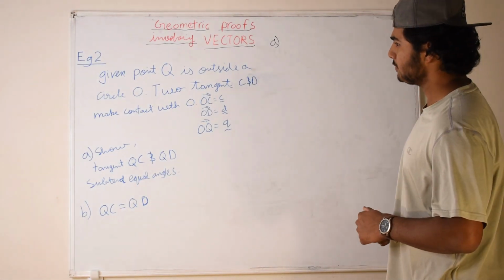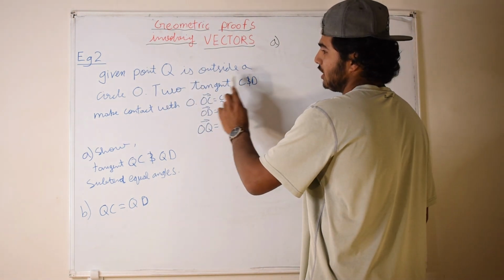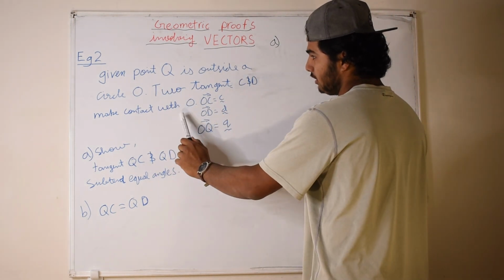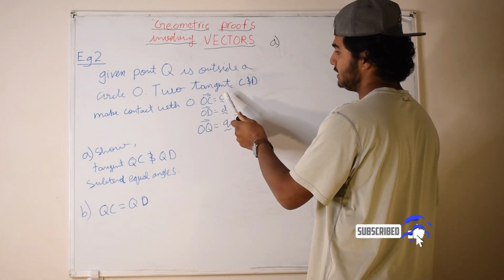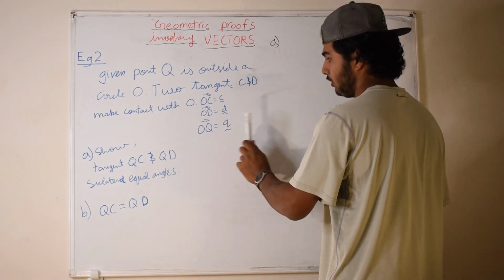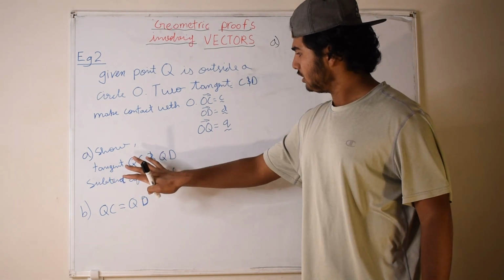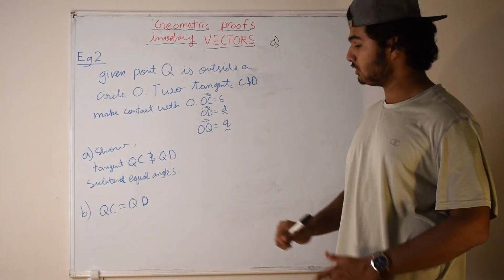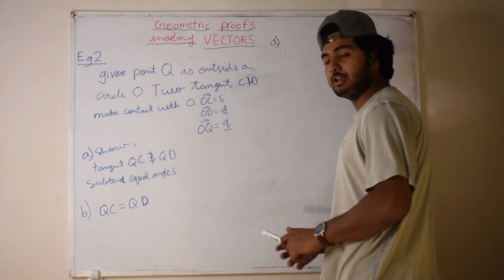Looking at this next example, it says, given point Q is outside a circle O, two tangents C and D make contact with the circle O. And it says vector OC is lowercase c, vector OD is lowercase d, and vector OQ is lowercase q. Question A. Show tangent QC and QD subtend equal angles. And B. Show that QC equals QD.